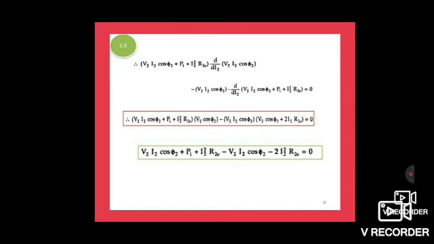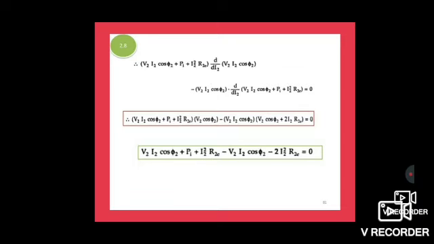Therefore, by applying the formula d of u by v, that is equal to v du minus u dv divided by v squared, equal to 0. Therefore, v squared becomes 0. So, we have to calculate only v du minus u dv. That is equal to V2 I2 cos phi 2 plus Pi plus I2 squared R2E, times the differentiation of V2 I2 cos phi 2 with respect to I2, minus V2 I2 cos phi 2 times the differentiation of V2 I2 cos phi 2 plus Pi plus I2 squared R2E with respect to I2, that is equal to 0.